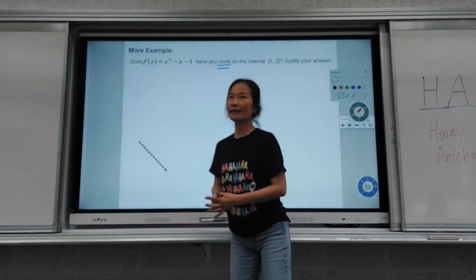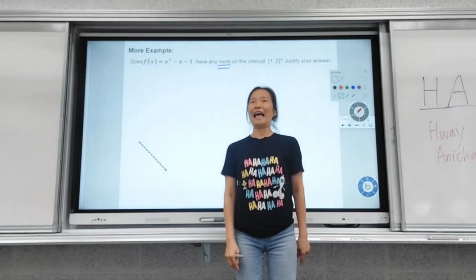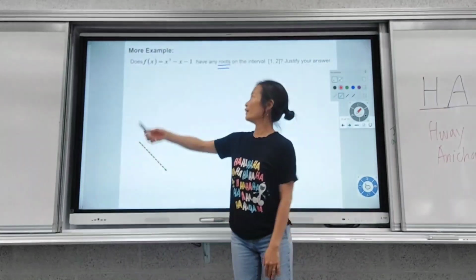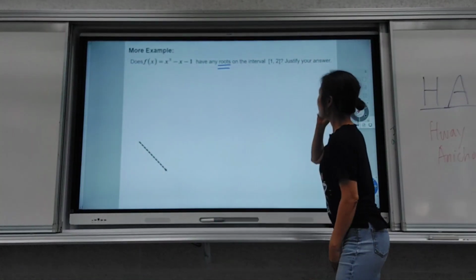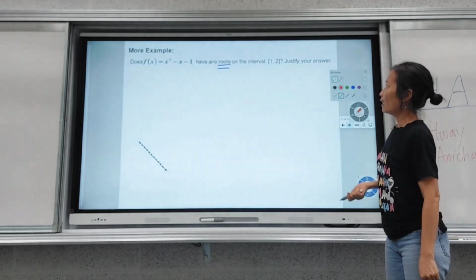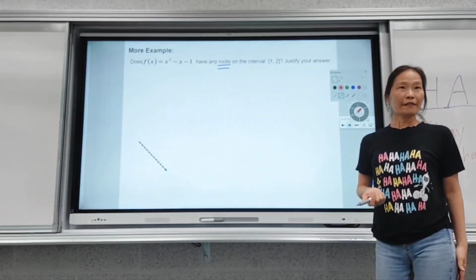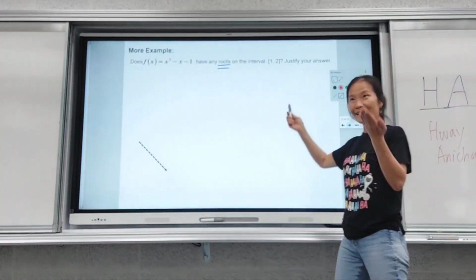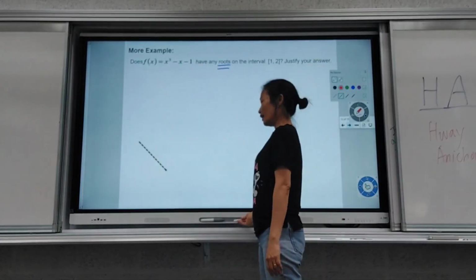Okay, so go ahead, go to the board, and write a beautiful solution for this. Basically, you're going to use IVT to say, yes, we guarantee there is a root there, or no.